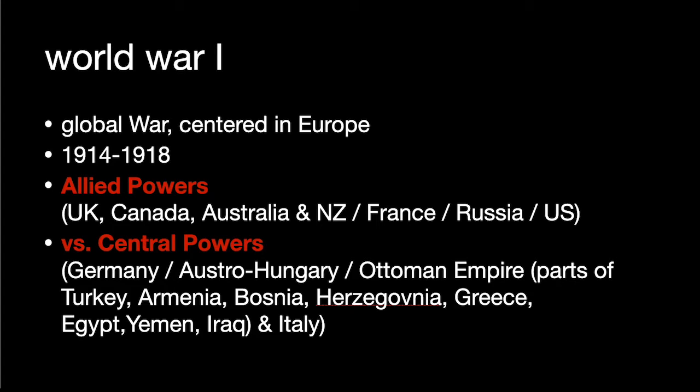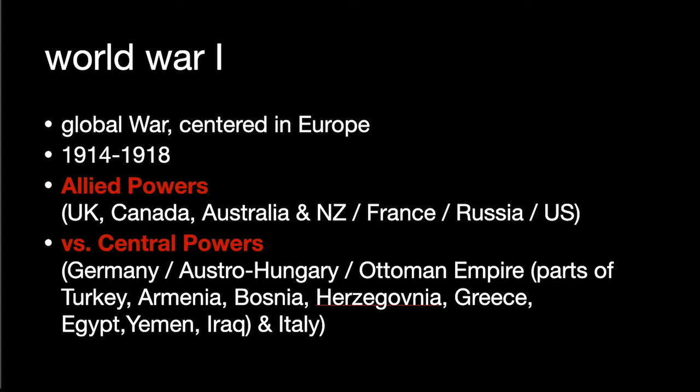It pitted the Allied powers, which was the United Kingdom, including Canada, Australia, New Zealand, with France and Russia and the United States, all together the Allies. And then the Central Powers was Germany, Austro-Hungary, and also the Ottoman Empire, which seems like something from prehistory, but it still existed at the beginning of the war.